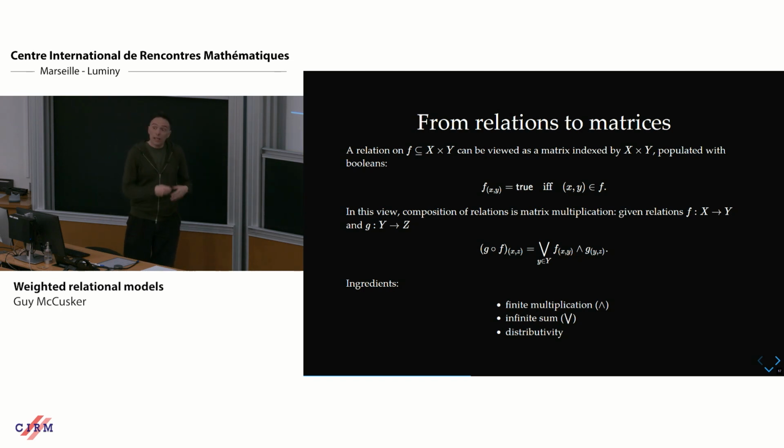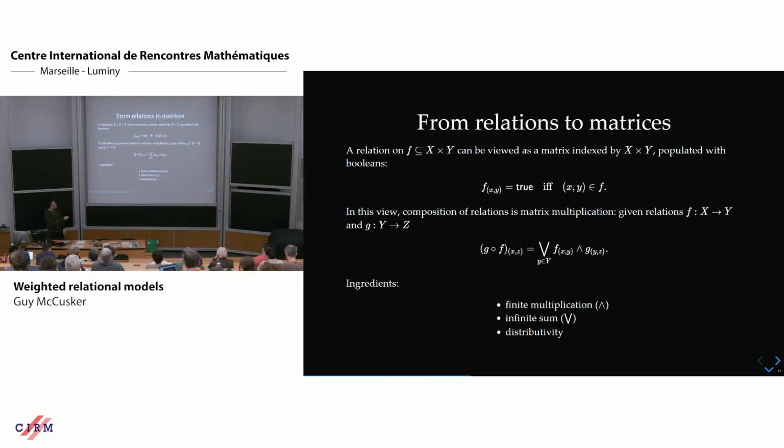That's it. So the ingredients that make this go are we have a binary or finite multiplication operation, we have some kind of infinite disjunction, infinite sum operation, and to make this composition be associative, you need distributivity between the and the or. And that's it. So all we're going to do is take these Booleans, there they are, and replace them by some quantities from some other algebraic structure that supports these two operations and has a distributive law.